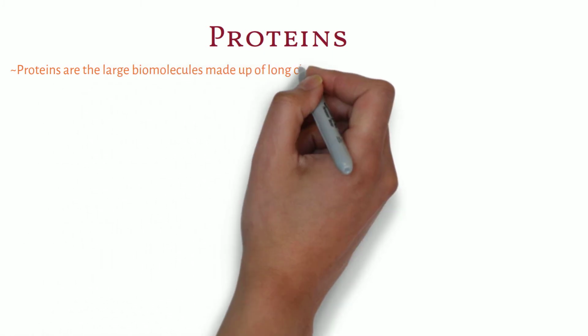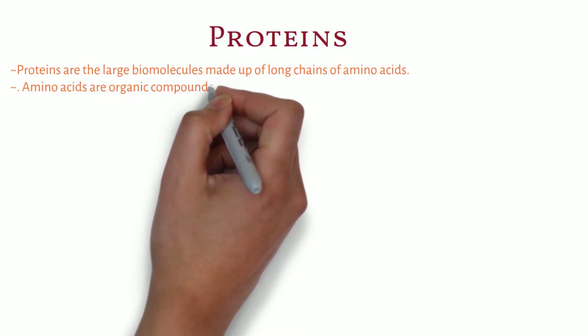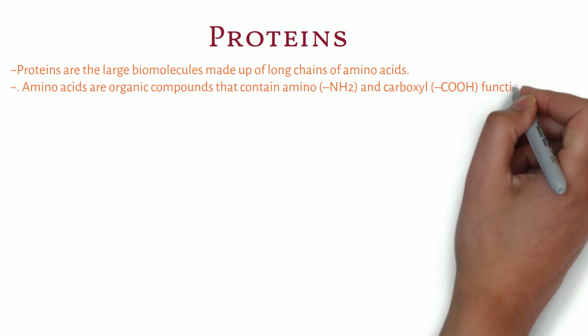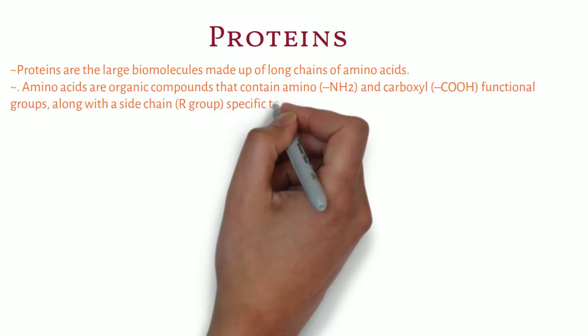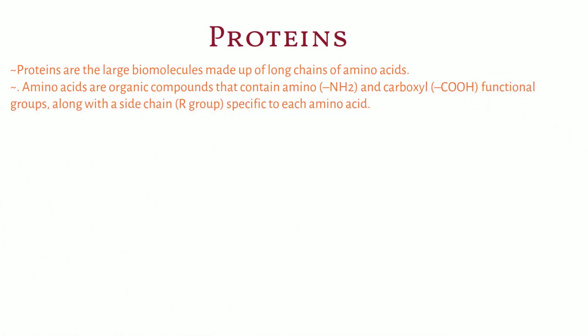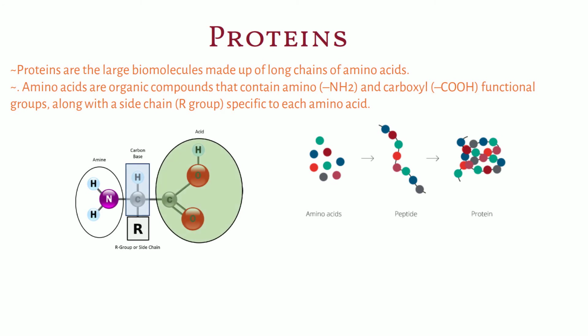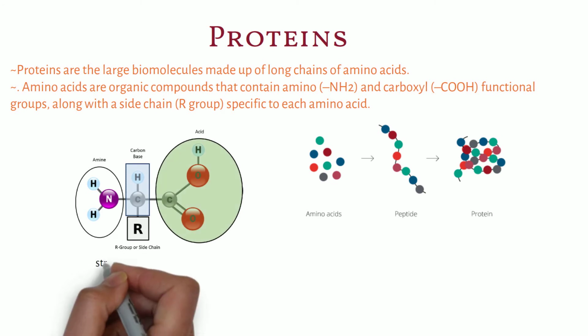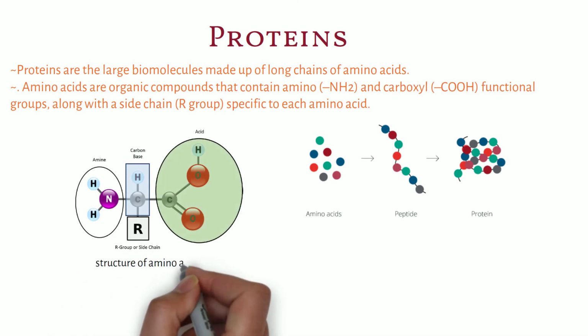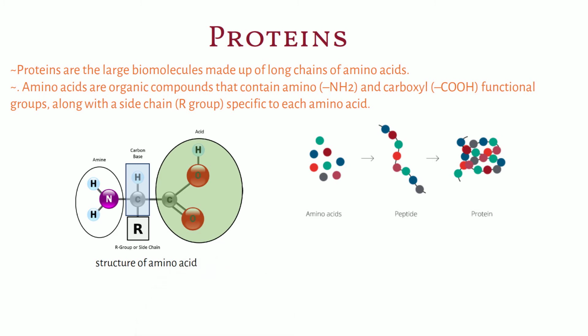Proteins are large biomolecules or macromolecules that are comprised of one or more long chains of amino acids. Amino acids are organic compounds that contain amino and carboxyl functional groups, along with a side chain specific to each amino acid. The key elements of an amino acid are carbon, hydrogen, oxygen, and nitrogen, although other elements are found in the side chains of certain amino acids.